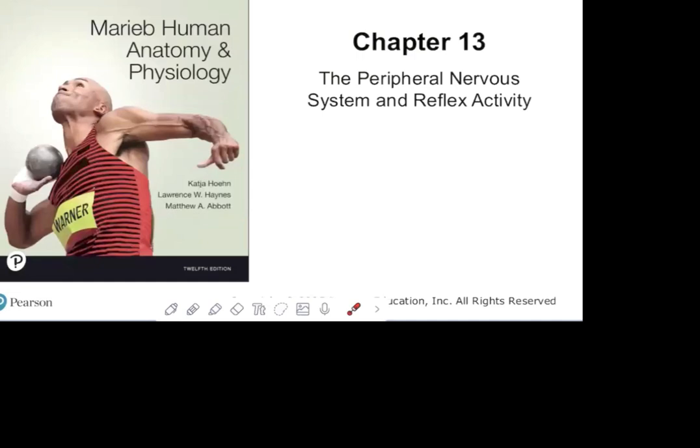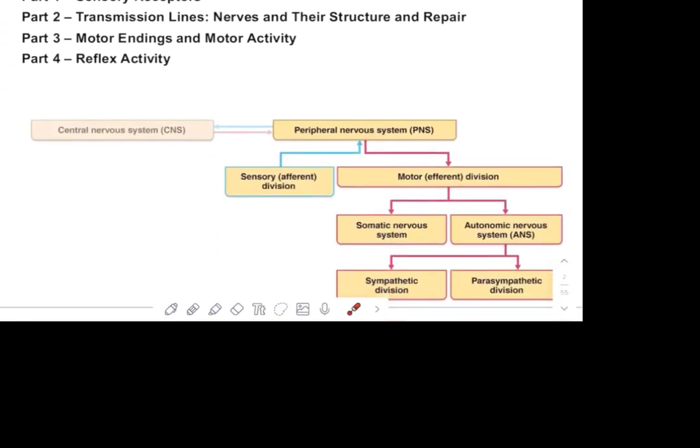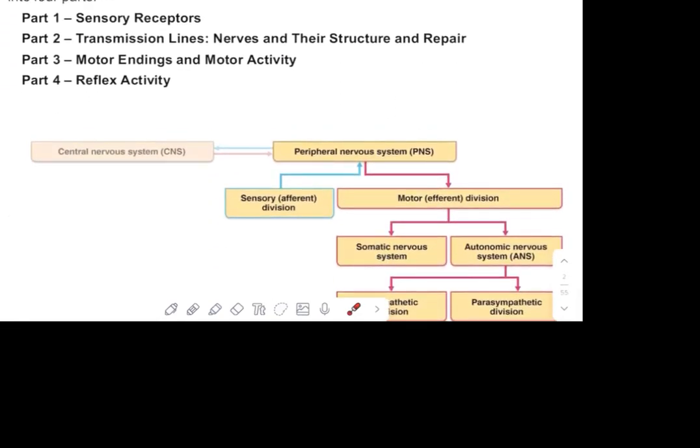This chapter is number 13, and it's on the peripheral nervous system and reflex activity. So, the peripheral nervous system is going to be everything that's outside of the central nervous system, which, as you know, would be everything outside the brain and the spinal cord. So I like to think of it as the wires that are going into the central nervous system, and then the wires that are coming out of the central nervous system.